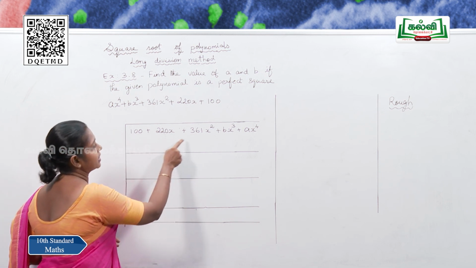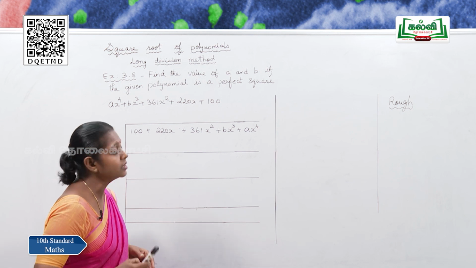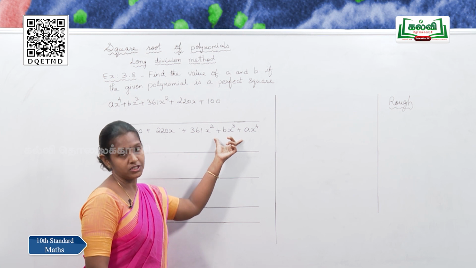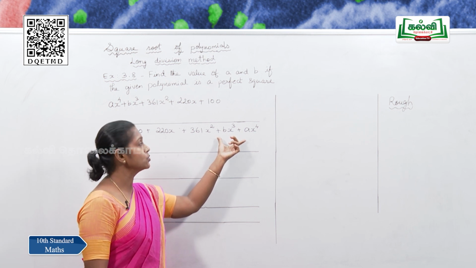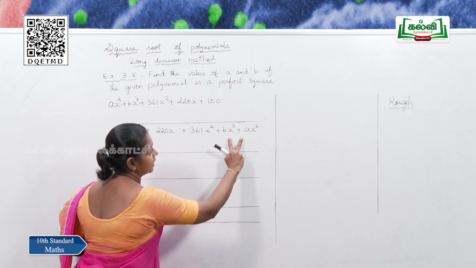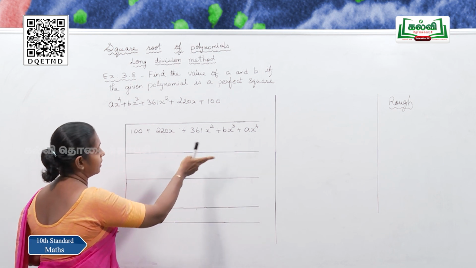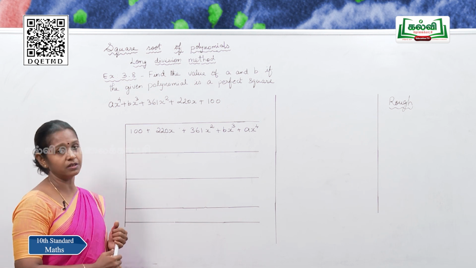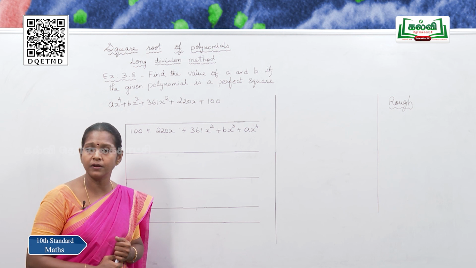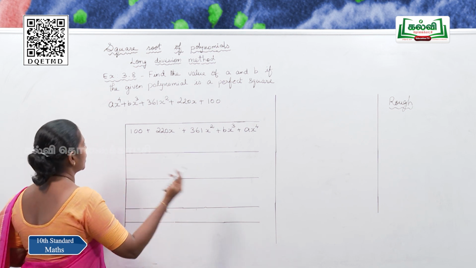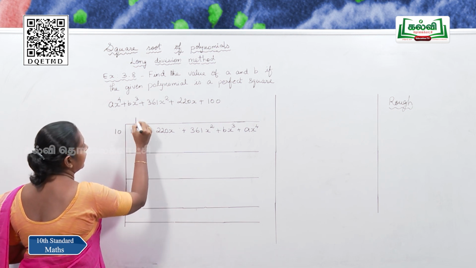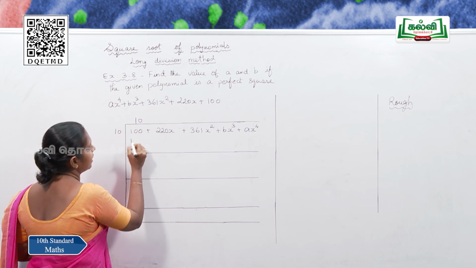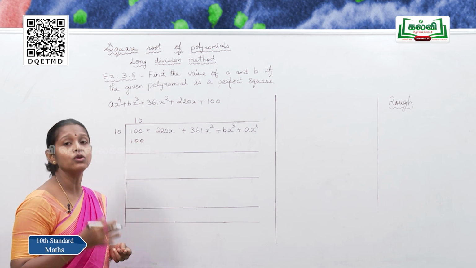So, 100 plus 220x. So, we have to start from the 100. As I told you in the previous sum, you have to pair the terms into two terms. That means from your right, take this pair and then this pair, and at last you are getting 100. So only for the 100 you have to find the square root. What's the square root of 100? Correct, 10. So you have to write 10 here and in the quotient place, then multiply: 10 into 10, 100. Then we have to subtract.